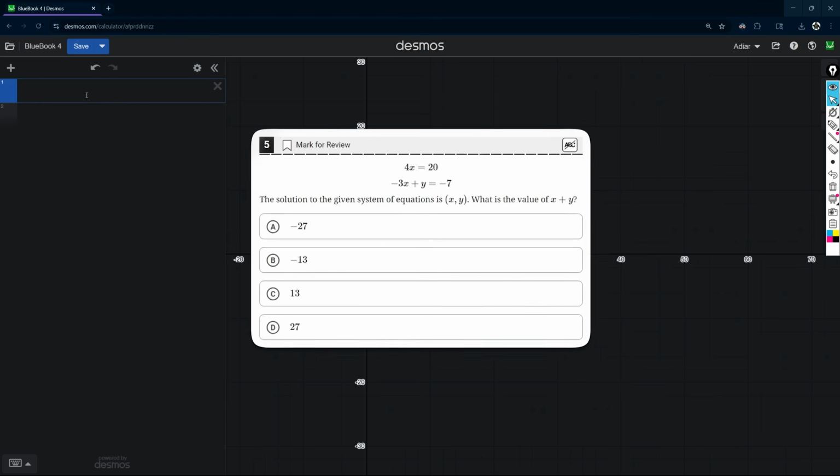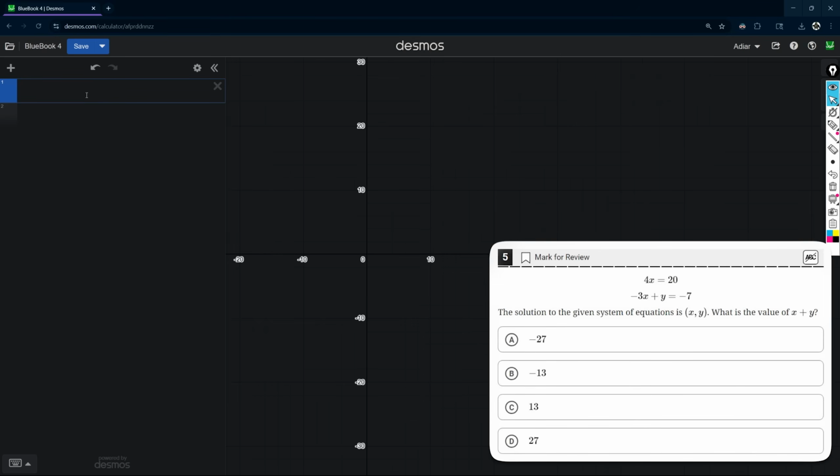Question number 5 says, we're given a system of equations, and they're asking what is the value of x plus y? So there are going to be two different ways of doing this one with Desmos, and one clever way. So I'll show all three ways. My least favorite way with Desmos is going to be this way, where you can just graph both of the equations. And when we click the intersection point, that will be our solution. So x is 5 and y is 8, and we can add 5 and 8 to get 13.